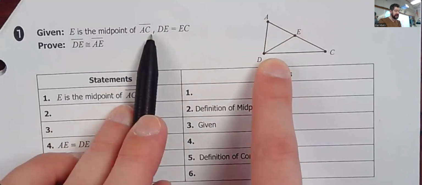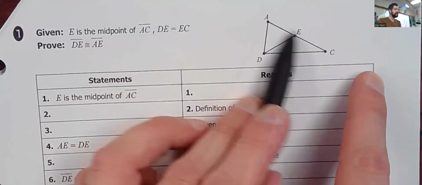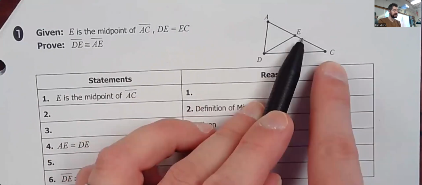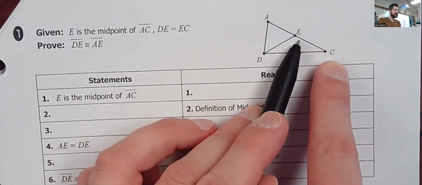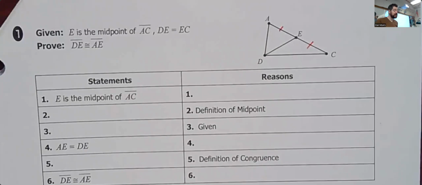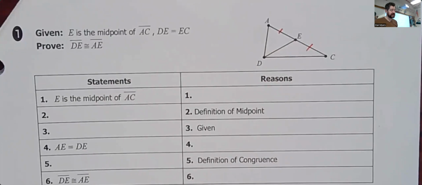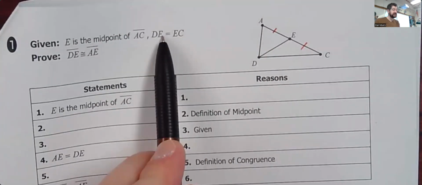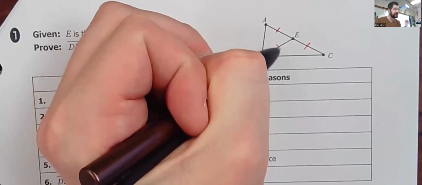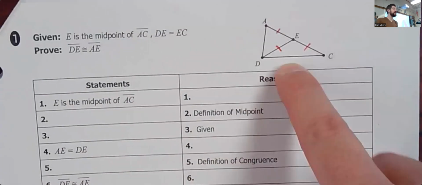So if E is the midpoint of AC, what does that mean for us in terms of the two smaller segments? What does the midpoint mean though? What does it do to a segment? Cuts it in half, yeah, it bisects it, exactly. So that means that AE and EC are the same length. It also tells us that EC is the same as DE as well. So we can put another mark right there. Based on the given information, all three of those segments are congruent to one another.